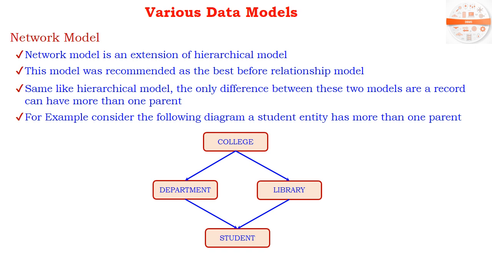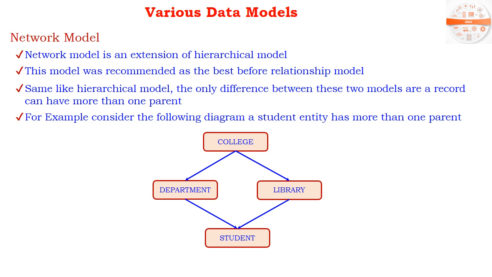The next model, the network model. The network model is an extension of the hierarchical model. This model was recommended as the best before the relational model. It is similar to the hierarchical model, but in the hierarchical model, there is one root and many children. It means many children inherit the property from a single parent. But in this model, many parents are there, so the child inherits the property from more than one parent.